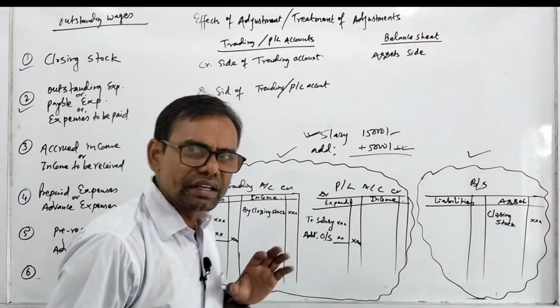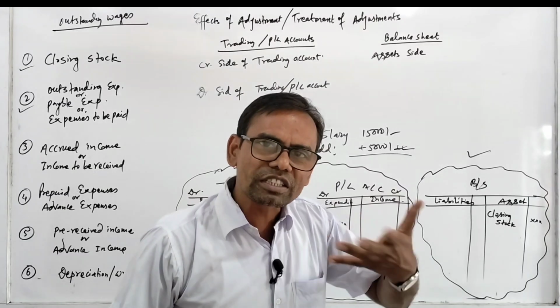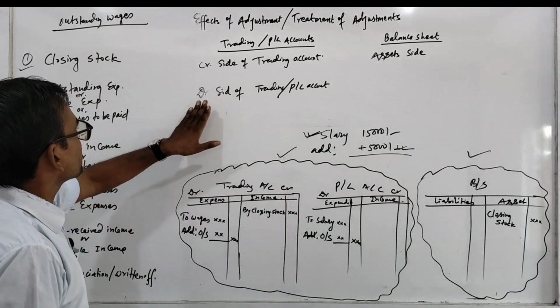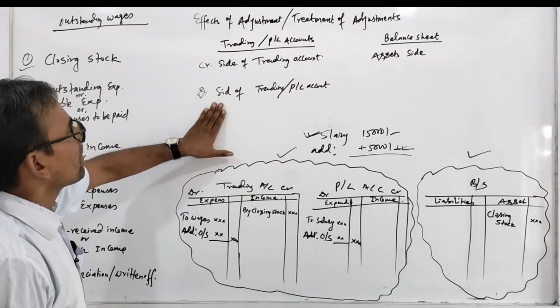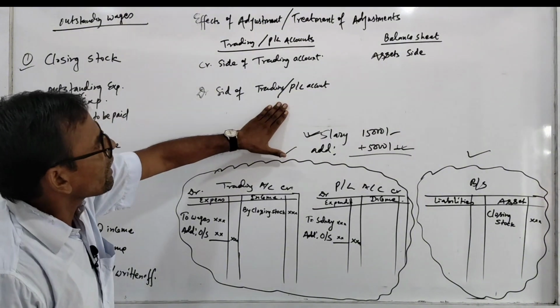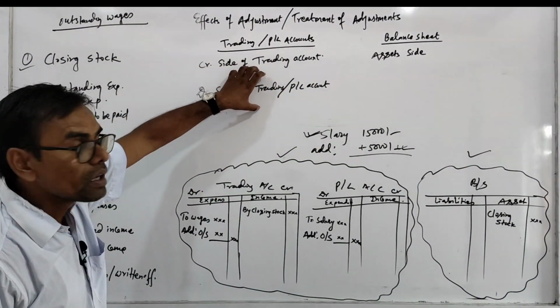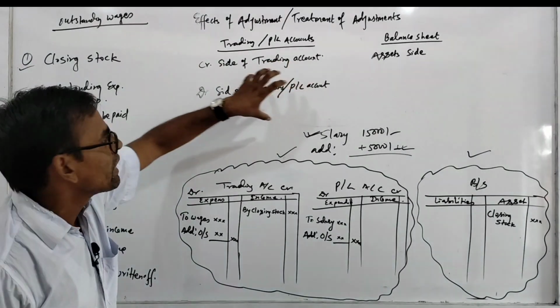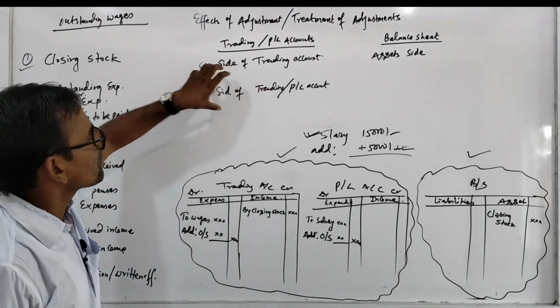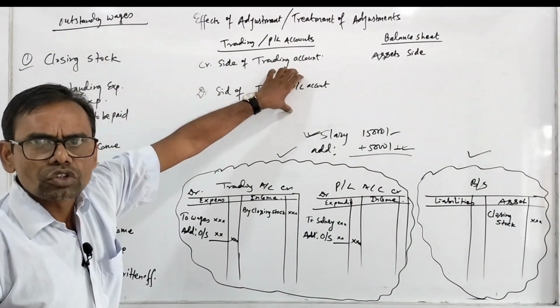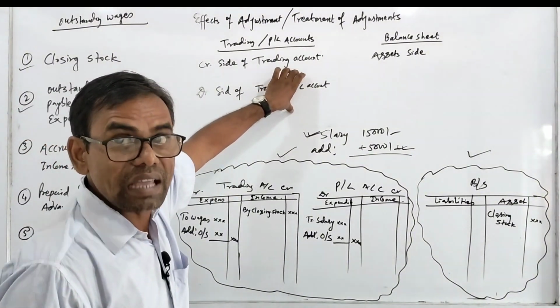So it depends upon the items of expenditure. Therefore I have written debit side of trading account or PL account. If wages, in trading account. If salary, in PL account. Carriage inward, trading account. Outward, PL account. So what types of expenditure is that?